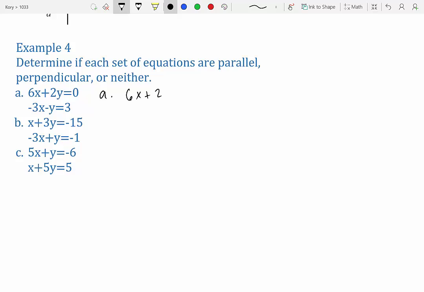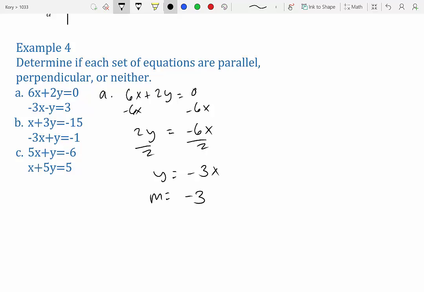So what we need to do is solve for y for each individual equation and each part. So we need to subtract 6x. So we have 2y equals -6x. Divide by 2. We have y equals -3x. So our slope is -3.